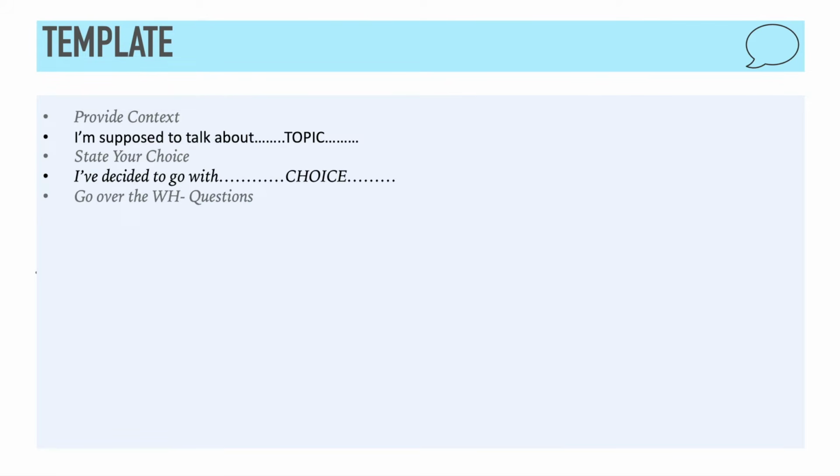After that, I want you to go over the WH questions in the same order that you think is most logical. What, when, where, who, why, and how. Remember, you could change the order depending on what you think is most logical. But don't be too fussy about it, because it doesn't really matter what order you present the information in, as long as it just makes sense and it's understandable.